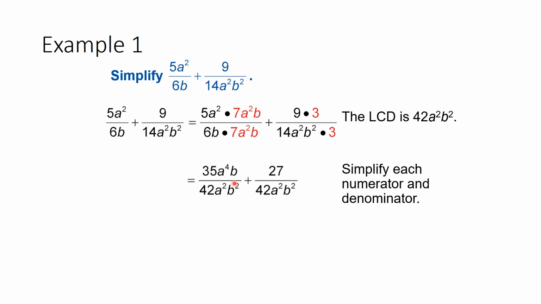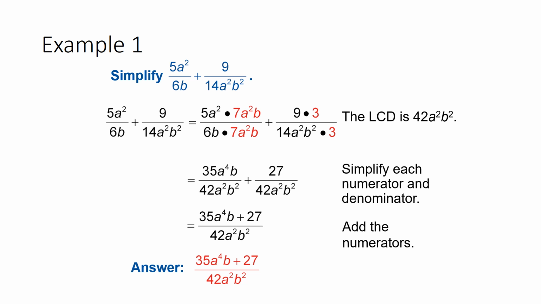Now, once you multiply, you simplify each numerator and denominator. And now we will add the numerators. And there you have it. Our answer, 35a to the fourth b plus 27 all over 42a squared b squared.